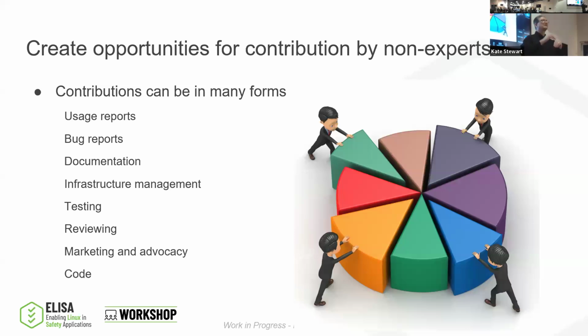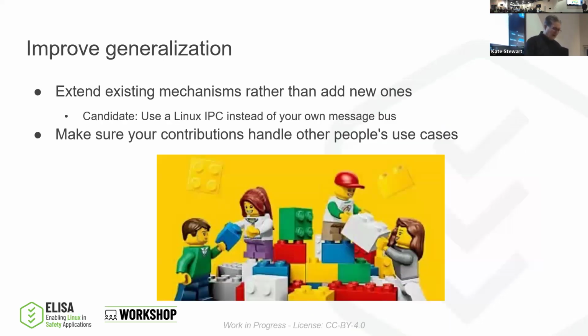And so it's important to intentionally create opportunities for non-experts. GitHub has this new tag for bugs, which is good first bug, good first issue. If you use those, it's helpful. Improve generalization. Okay, this is me brainstorming. I'm not recommending it, but extend existing mechanisms rather than add new ones.